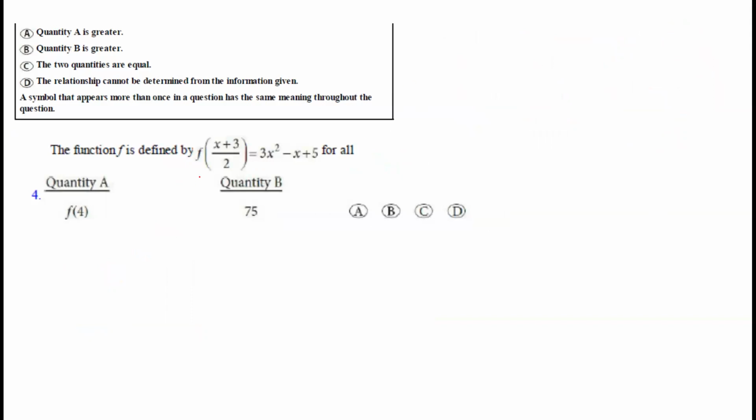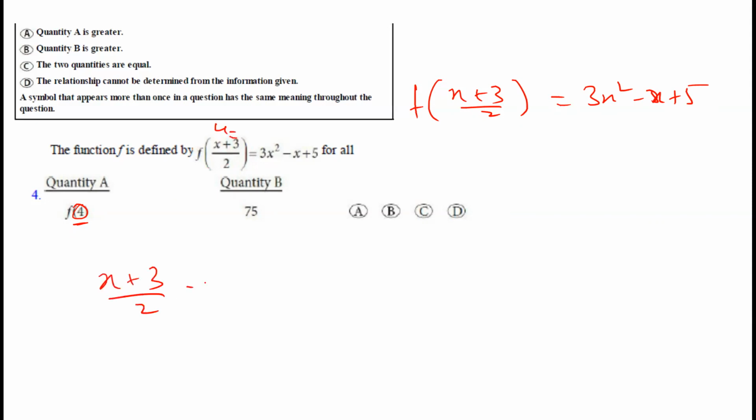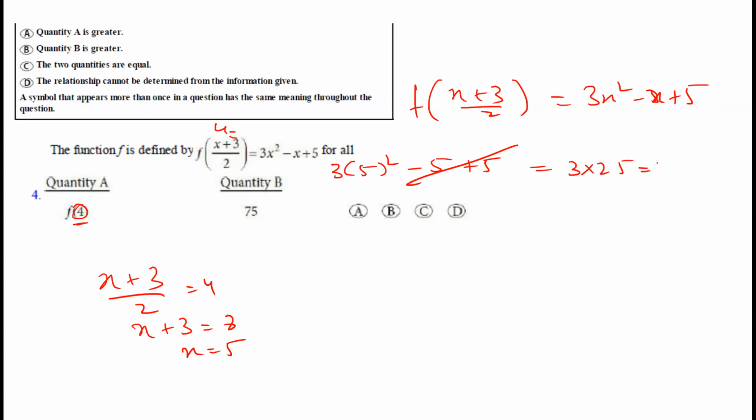Question 4. f of (x plus 3) divided by 2 equals 3x squared minus x plus 5. And we know that the f function over here within the bracket we have 4. So (x plus 3) divided by 2 should be equal to 4. We get x plus 3 equals 8, x equals 5. If we substitute 5 over here, this would be 3 times 5 squared minus 5 plus 5, both of them cancel out, and we get 3 times 25, that is 75. So quantity A is equal to quantity B. Hence option C is correct.